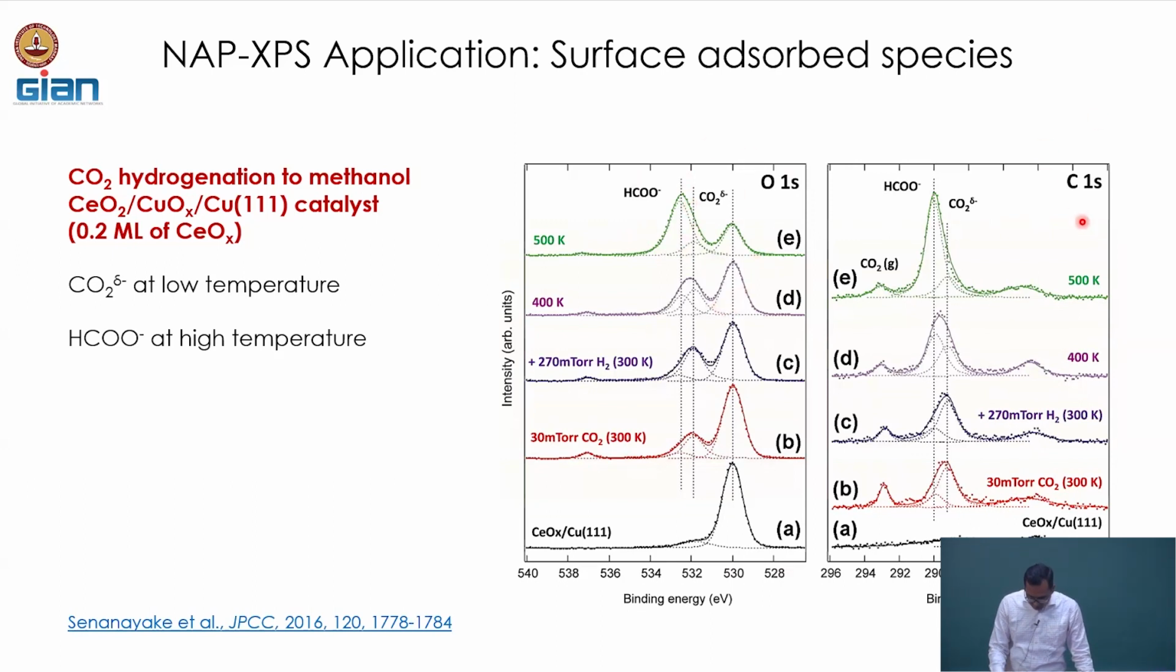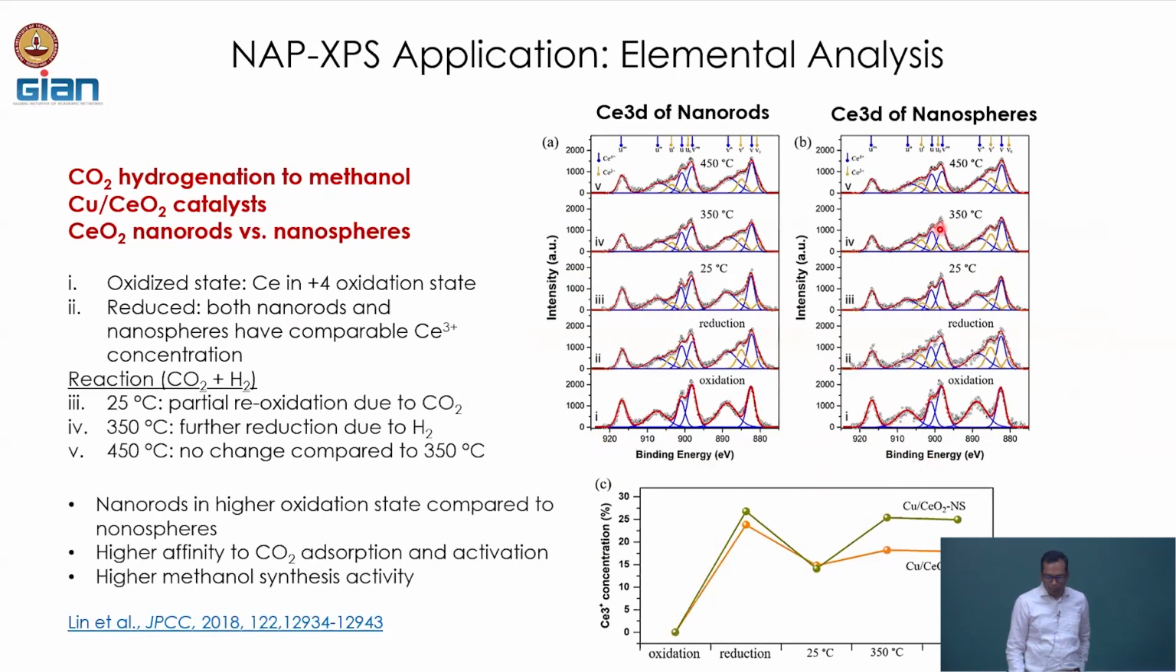We can look at the carbon 1s for the same thing and we see the same trend. So the CO2 peak intensity is going down with temperature, whereas that related to the carbon associated with the formate species is going up and up. So that gives us information about the surface adsorbed species. Now what else can we do? We can do elemental analysis.